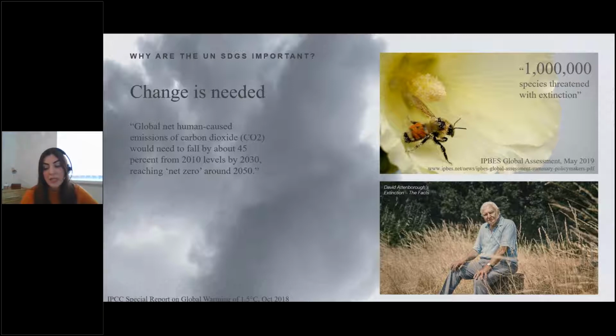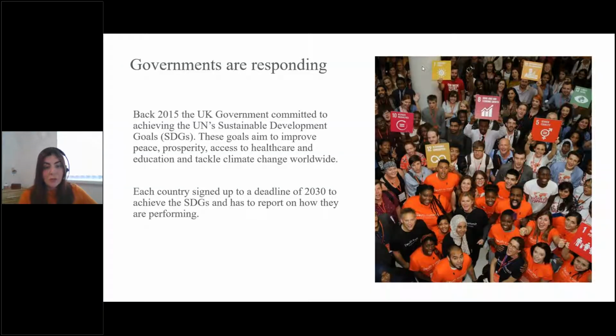However, the world can reverse this biodiversity crisis, but doing so will require proactive environmental policies, the sustainable production of food and other resources, and efforts to reduce greenhouse gases. Now, governments are responding. So in 2015, the UK government committed to achieving the UN SDGs. And these goals aim to improve peace, prosperity, access to healthcare and education, whilst also tackling climate change worldwide.